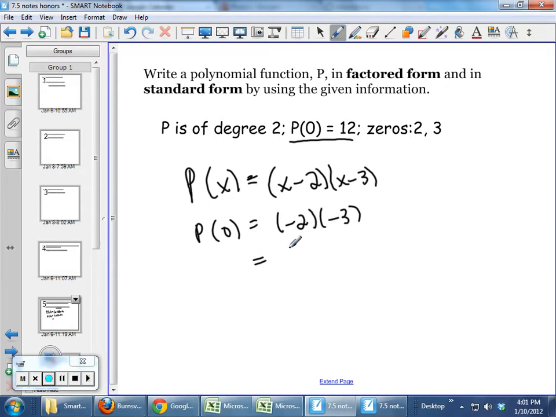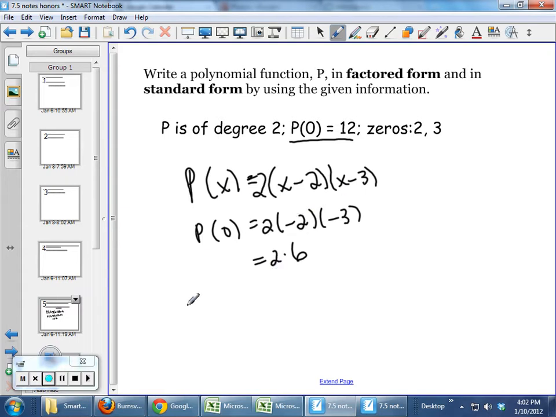That's 6. But they tell us that p of 0 has to be 12, so how can we make it so that the zeros are still 2 and 3, and when you put 0 in, you get 12? Well, there's kind of a quick fix to that. P of x will just put a 2 out in front, because 2 times 6 is 12. So now if we put a 2 out in front, we'd have 2 times negative 2 times negative 3, or 2 times 6, which is 12. So we have our equation.